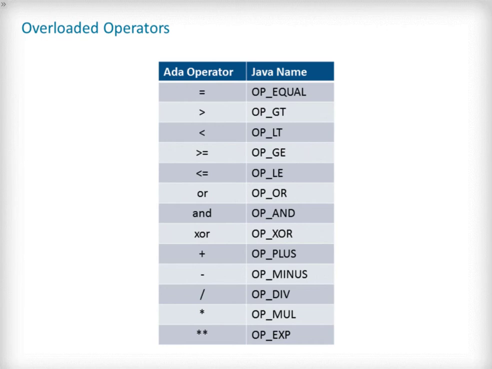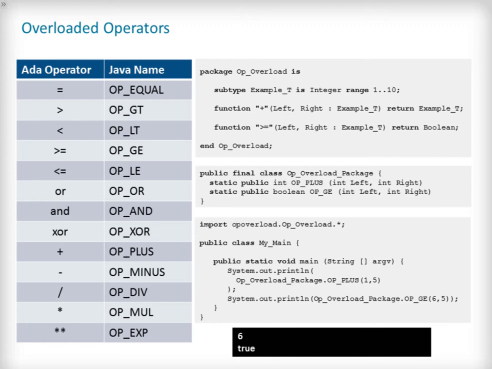When operators are overloaded in Ada, the corresponding Java name is set by the binding generator to one of the entries in the following table. An example of this is provided in the code snippets on the right of this slide, with an Ada package specification which includes operator overloading. First, there is an Ada package specification containing an operator rename of the plus and greater than or equals operations for the example _C type.